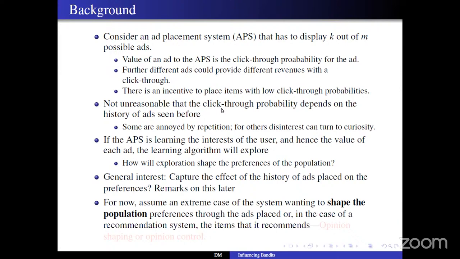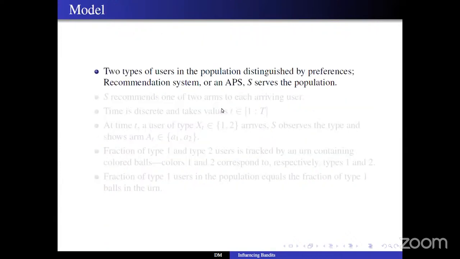Or in the case of a recommendation system, the items. Another way that you can look at what I'm trying to do here is something that is called opinion shaping. For those of you who are familiar with opinion dynamics, what I'm giving you is an example of opinion control. Any questions on the motivation? If you agree with what I just said, I'll dive quickly into the model that I'm going to consider as part of this.